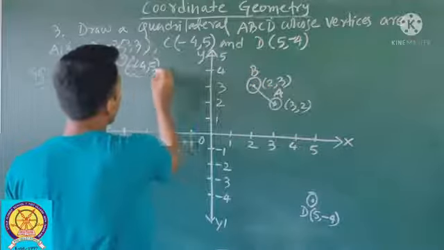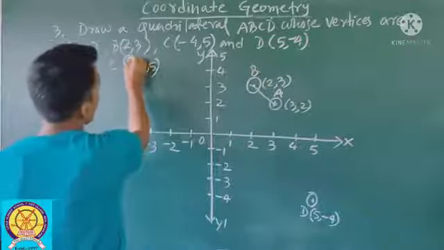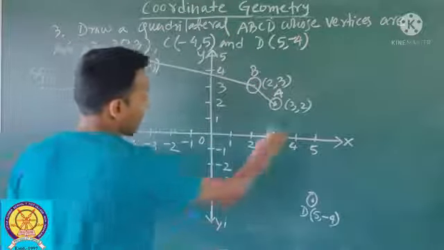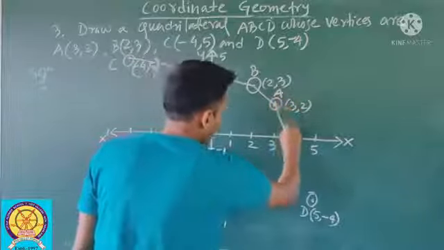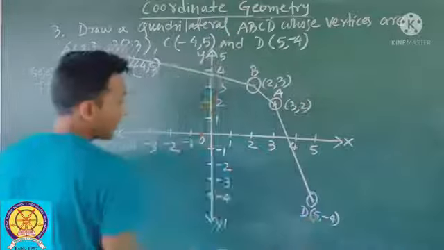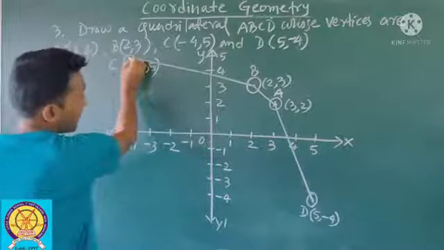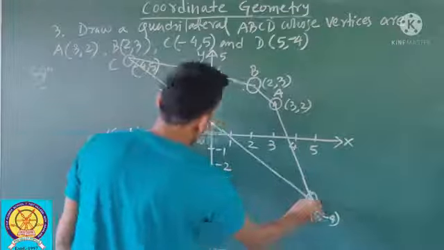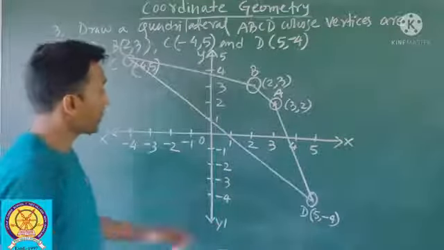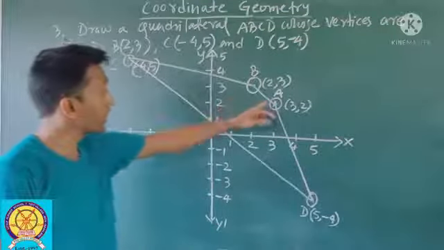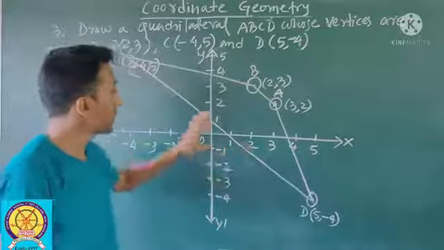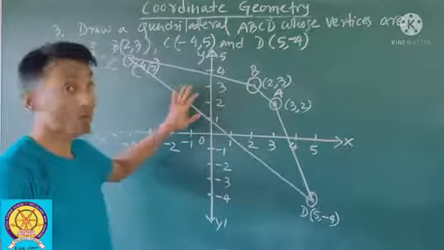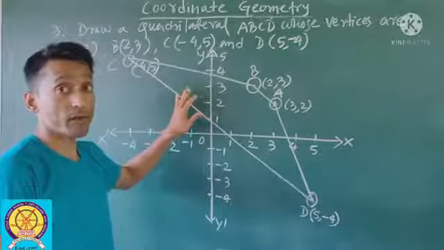A, B, then BC, AD, then CD. Join the points. So this is your required quadrilateral ABCD. In this way, you have to draw the quadrilateral in a Cartesian plane.